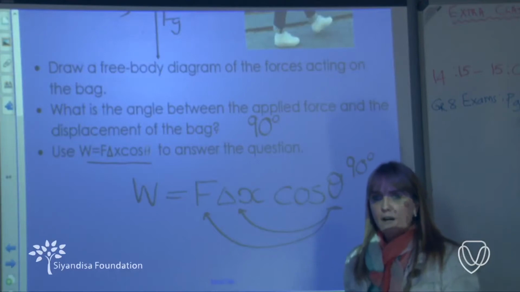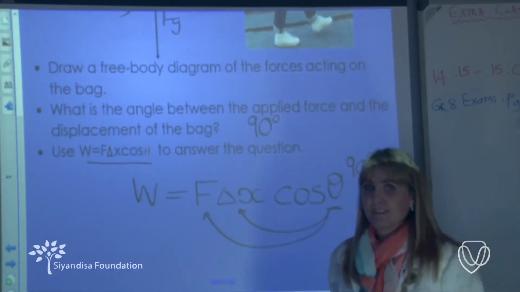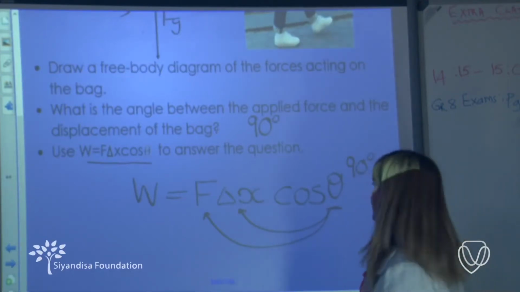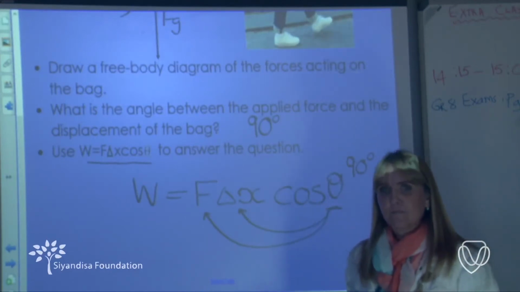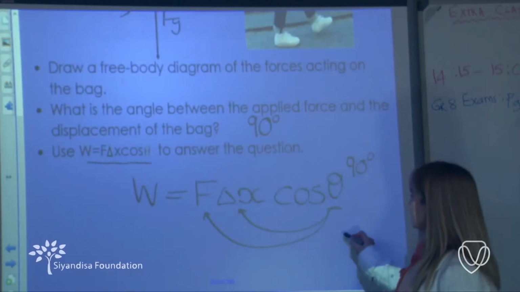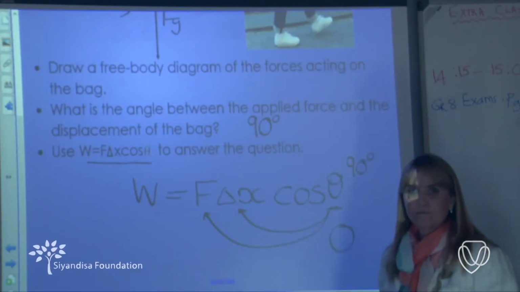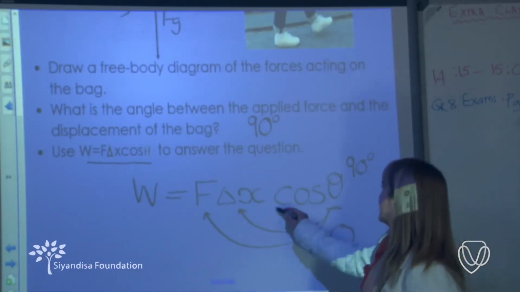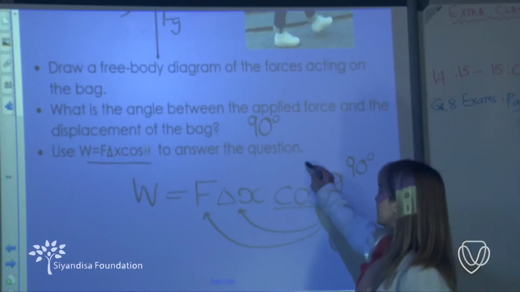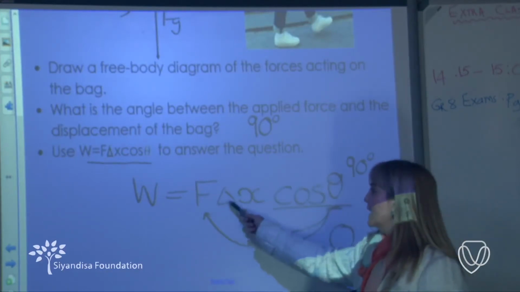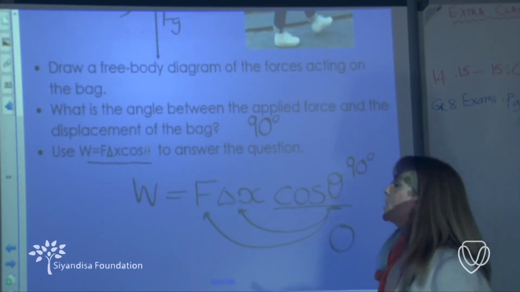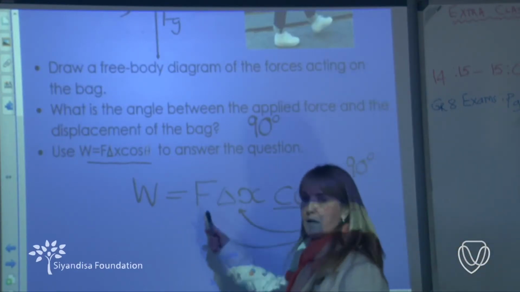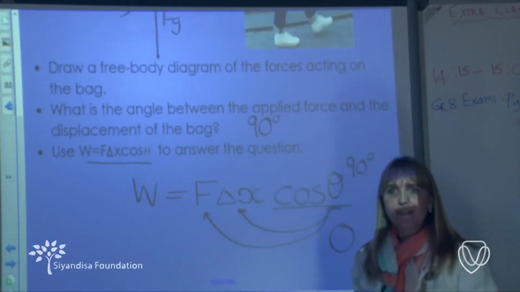Now, if you've got your calculators in front of you, which you should, in physics, you always need your calculator. Type in for me in your calculator cos of 90 degrees. And you should get an answer of 0. Now, if cos of 90 degrees is 0, it means that this entire right-hand expression in the equation is equal to 0, which means that the work done by the applied force is also going to be 0.